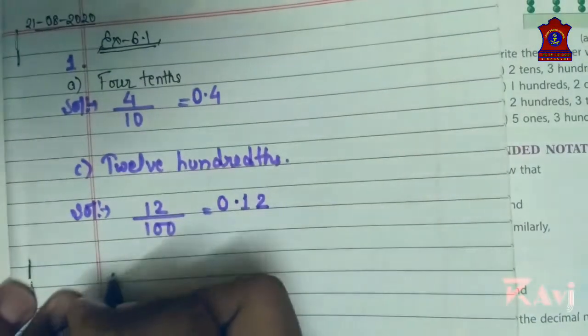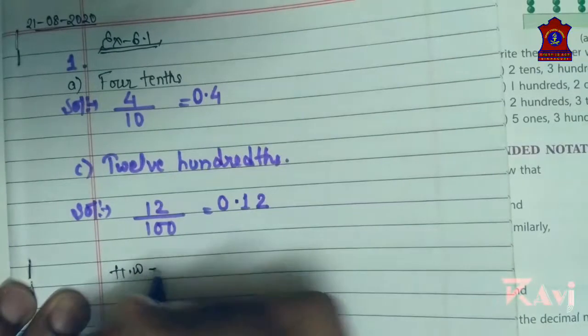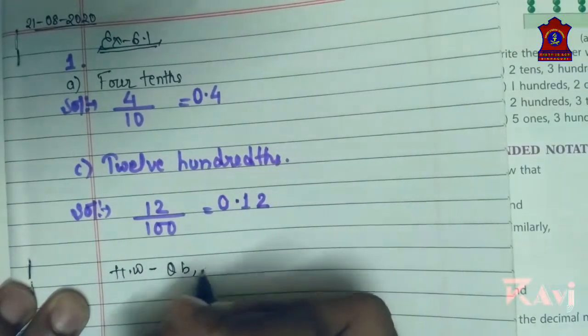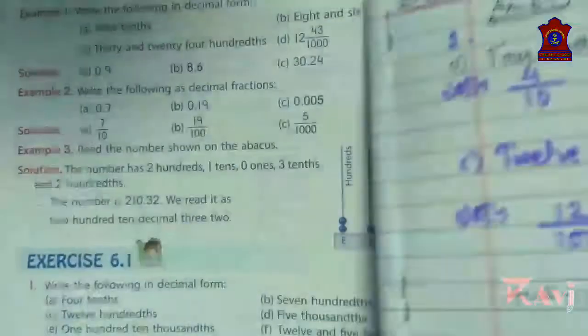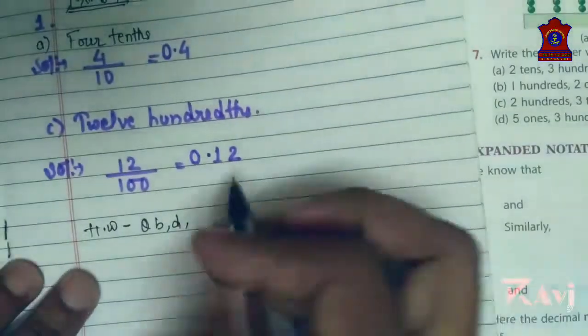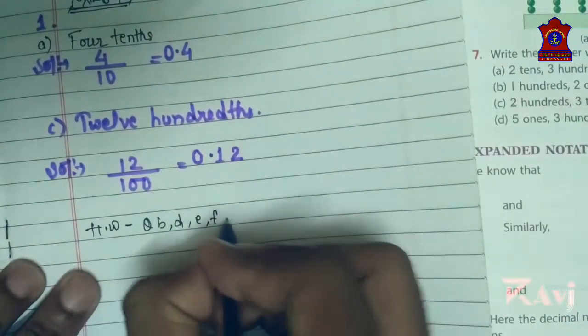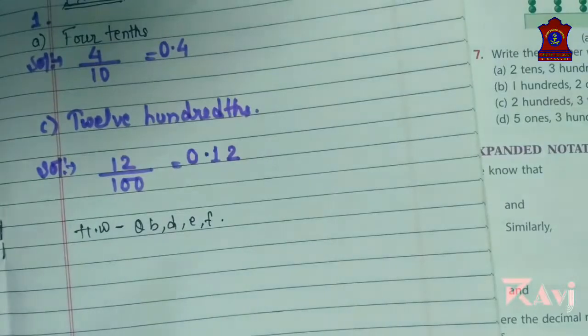So homework is question number B, D, E, F. Clear? So it's very simple to understand.